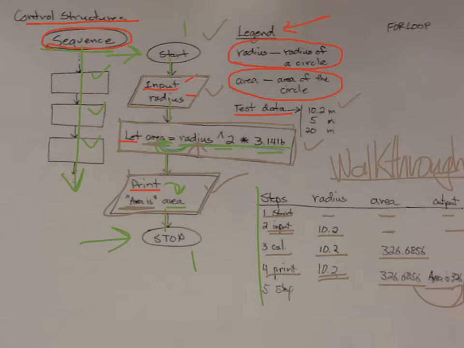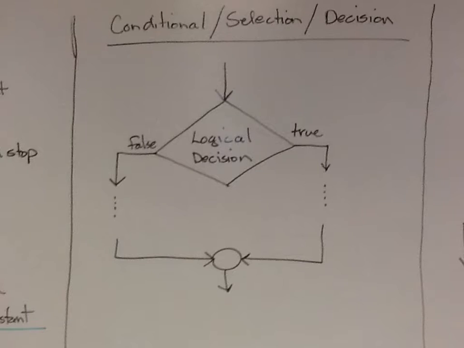So we only tested one piece of data, but we could try the rest of our test data if we want to. So, sequence. Then we briefly covered conditional. I tend to call it conditional. Some people refer to it as selection or decision. We have this ability. We made a diamond here.